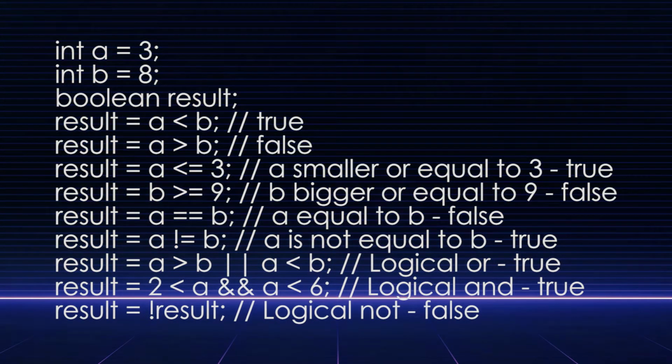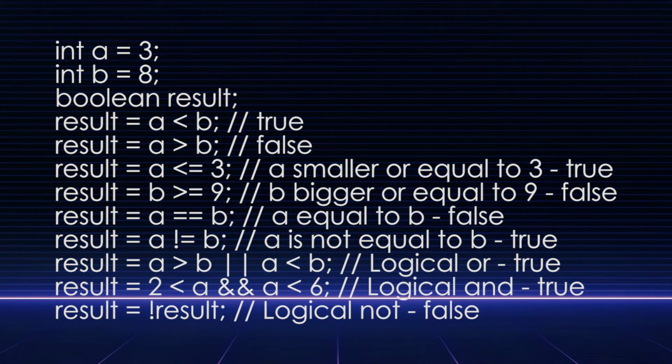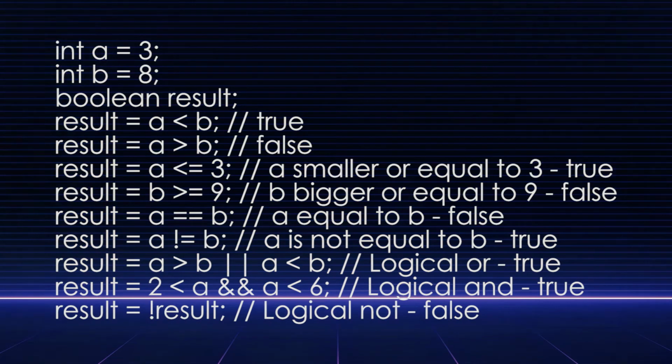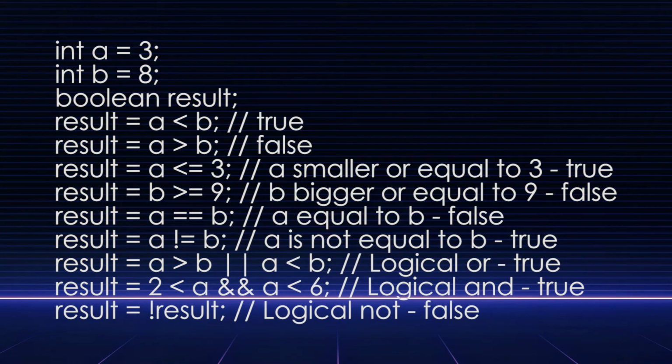For the next one, you have an AND operator. And so 2 is less than a is true, and a is less than 6, that is also true. So only if both are true in an AND operator will you get a true logical response.